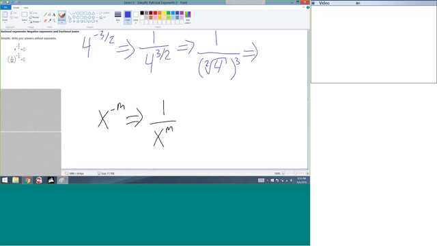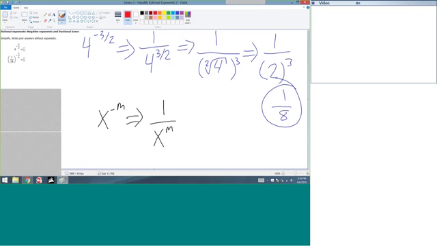So the square root of 4 is 2, then we still have to cube that, so 2 to the 3rd is going to be 1/8. So that's all we have to do for the first one. We've reduced it and we've satisfied the requirements. It's simplified and there are no more exponents in our answer.